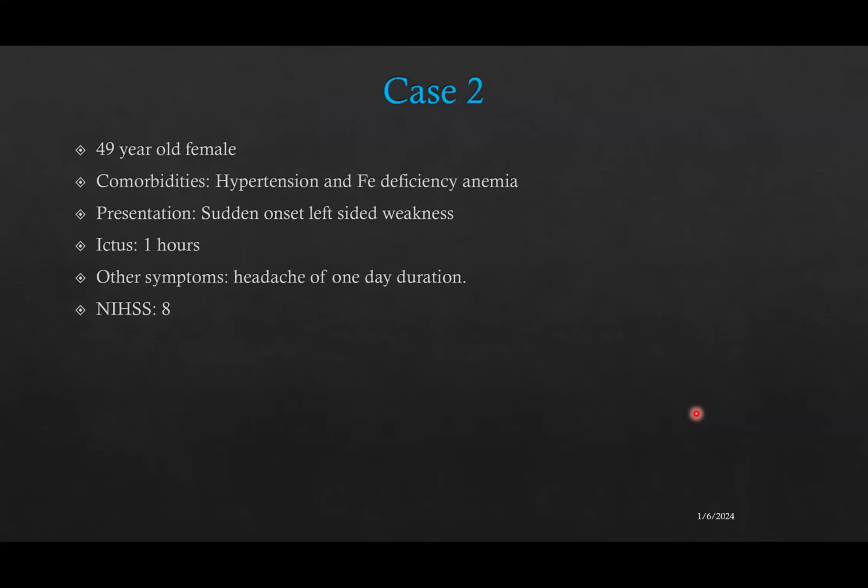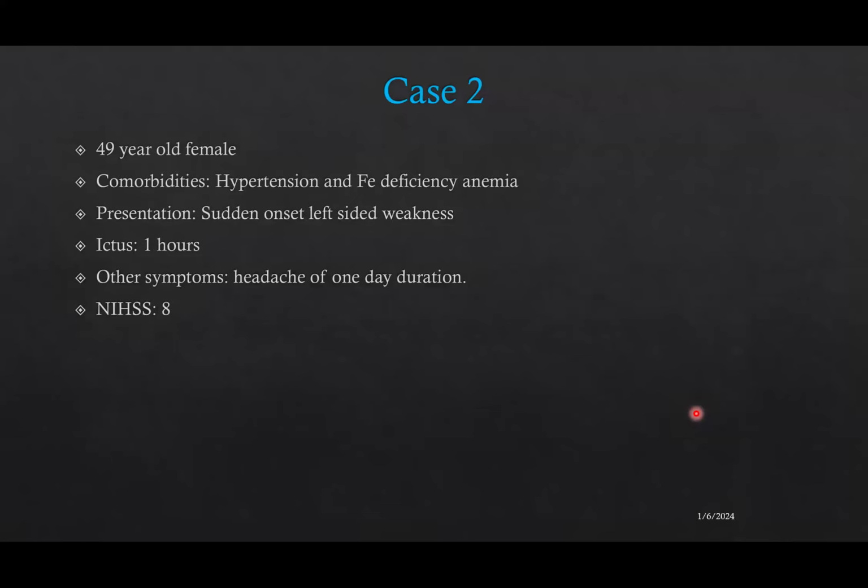The second case is a 49-year-old female, hypertensive, anemic, who presented with a sudden onset left-sided weakness. The onset of symptoms was 1 hour. The other symptom associated was headache, which preceded her symptoms by 1 day. The NIHSS at presentation was 8.